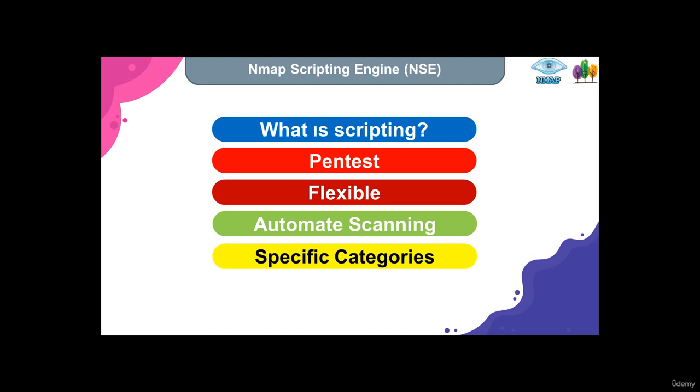NSE consists of scripts in the following defined categories: auth, broadcast, brute, default, discovery, DOS, exploit, external, fuzzer, intrusive, malware, safe, version, and vuln. The category names are not case sensitive. Let me just briefly describe each category.